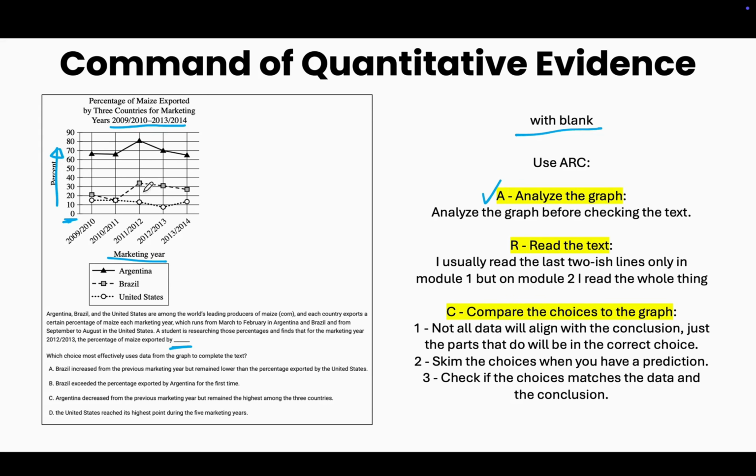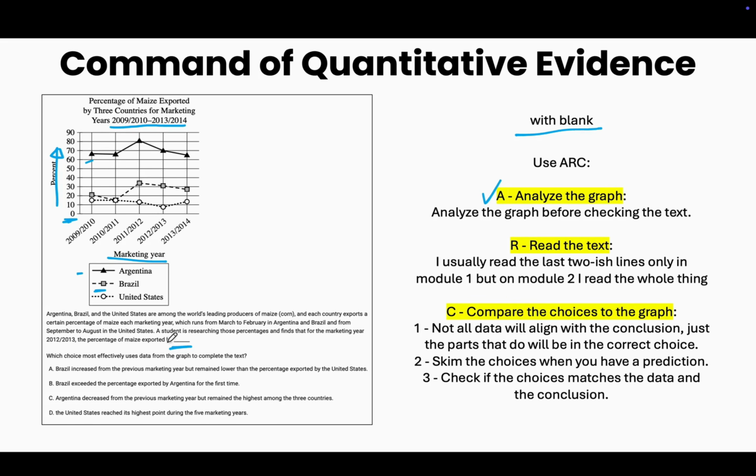You can see that the triangle ones represent Argentina and they're the highest. Then we have the square ones which represent Brazil. Then the circle ones that represent the United States. Now that we've analyzed the graph and you understand all the details, let's read the last two lines.